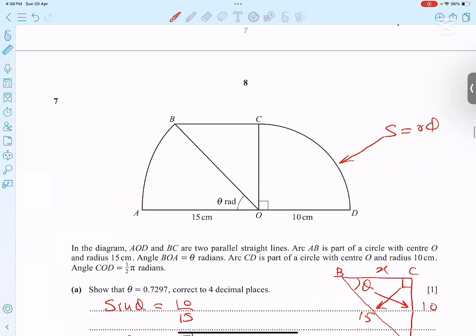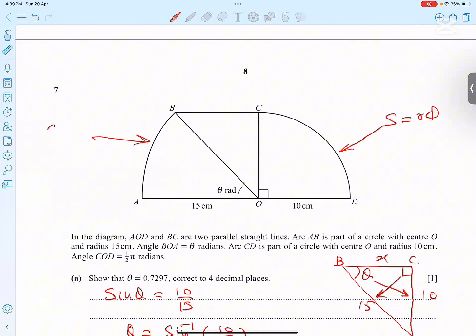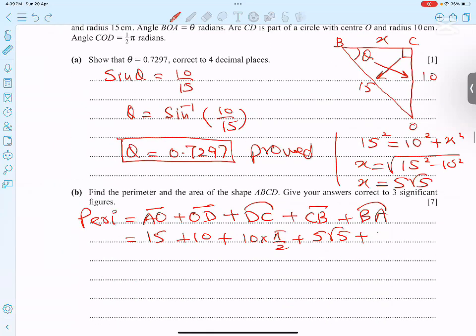Last part left is the arc length, and the arc length formula again is S equals r theta. Radius is 15, theta we just found, and I plug in. So 15 times 0.7292. And it's just a matter of typing in the calculator.